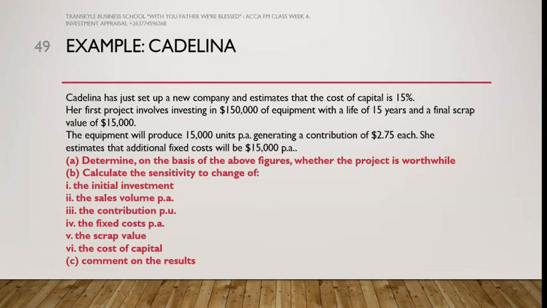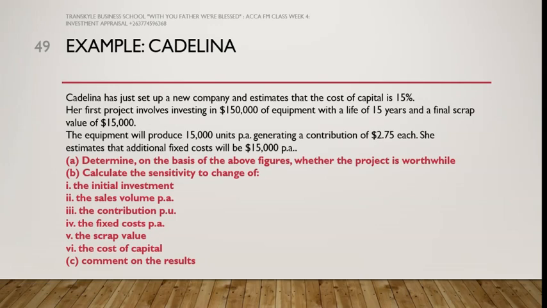Caledina has just set up a new company and estimates that the cost of capital is 15%. Her first project involves investing in $150,000 of equipment with a life of 15 years and a final scrap value of $15,000. The equipment will produce 15,000 units per annum, generating a contribution of $2.75 each.